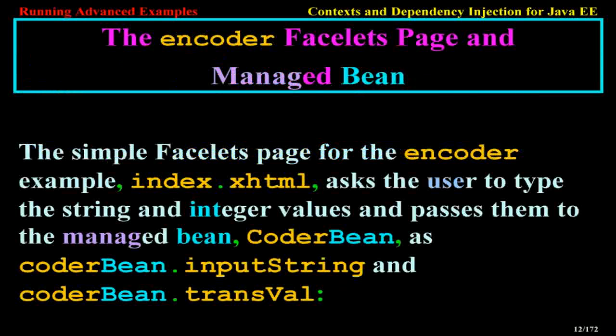The encoder Facelets page and the managed bean. The simple Facelets page for the encoder example, index.xhtml, asks the user to type the string and integer values and passes them to the managed bean, coderBean, as coderBean.inputString and coderBean.transVal.